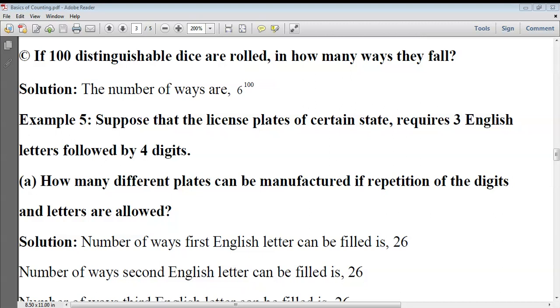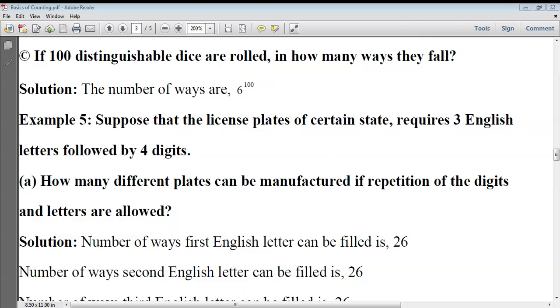In the first question, repetition is allowed. So what are the possible ways to make the number plate? Totally you need to fill the blanks. Out of them, the first three are English letters, the next four are digits. Take the first blank. It should be filled with an English letter. There are 26 English letters, so for the first blank there are 26 chances. Since repetition is allowed, the second blank is also an alphabet, with 26 chances, and the third blank is also filled with an alphabet. For the third also, since repetition is allowed, 26 chances.